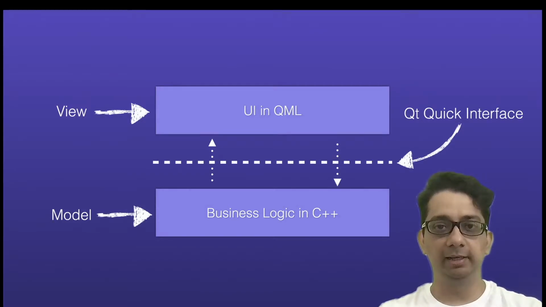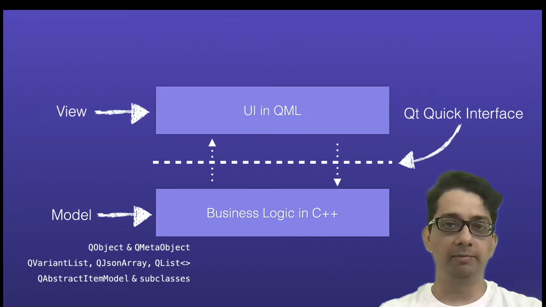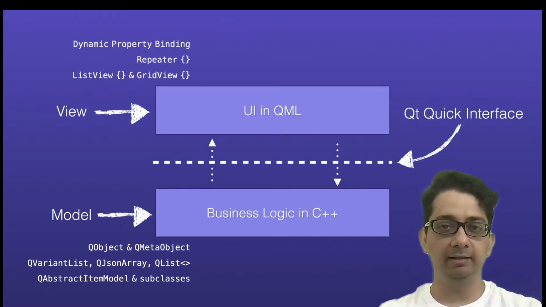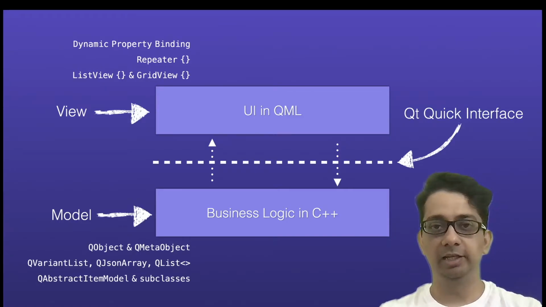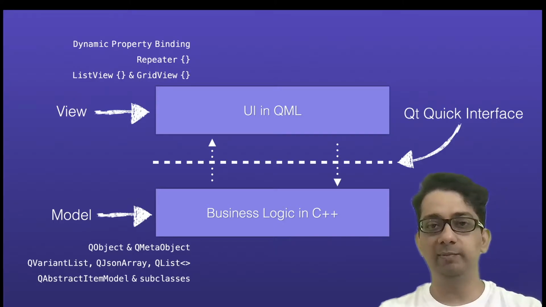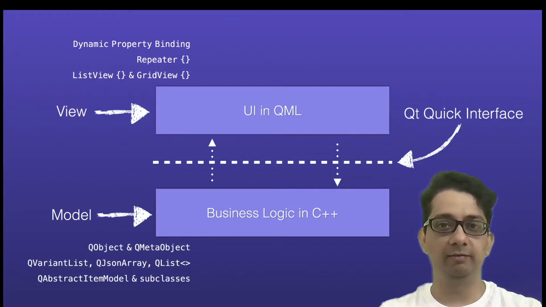Models in the business logic layer are built using one or more of the following C++ classes: QObject or QMetaObject, container classes like QVariantList, QJsonArray, QList, and specialized model classes like QAbstractItemModel and subclasses. Views in QML are built using one or more of the following QML features: dynamic property binding, and elements like Repeater, ListView, and GridView. In my opinion, if we just understand this, we will get very far in QML. Let me show you a few places in Scrite code where we have leveraged this.